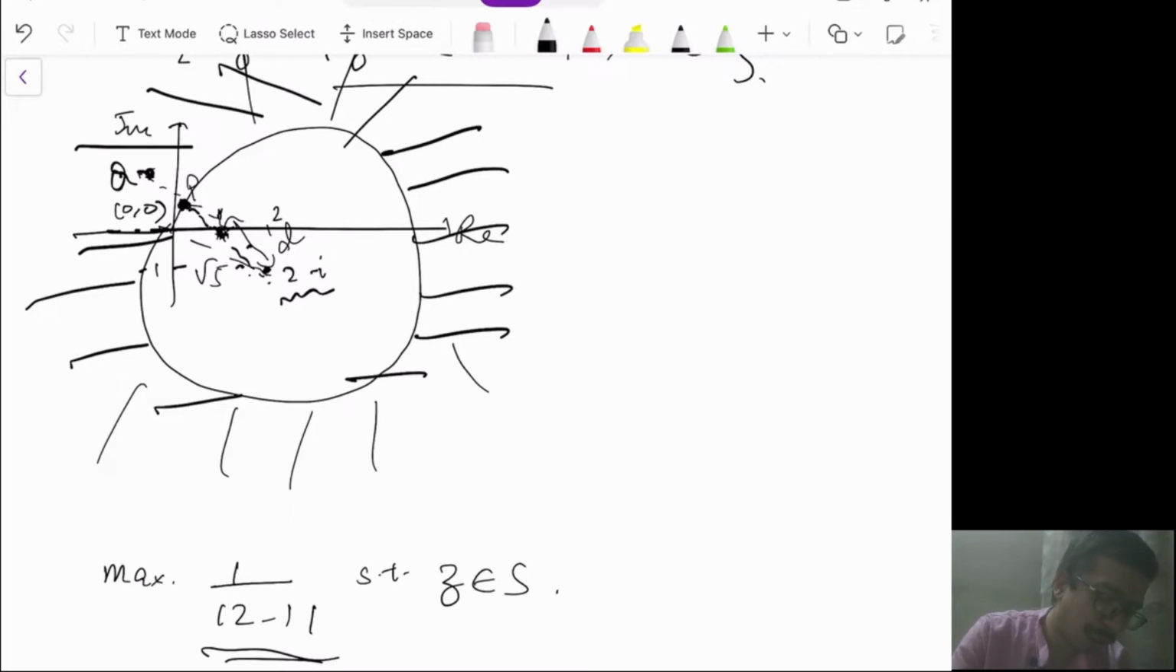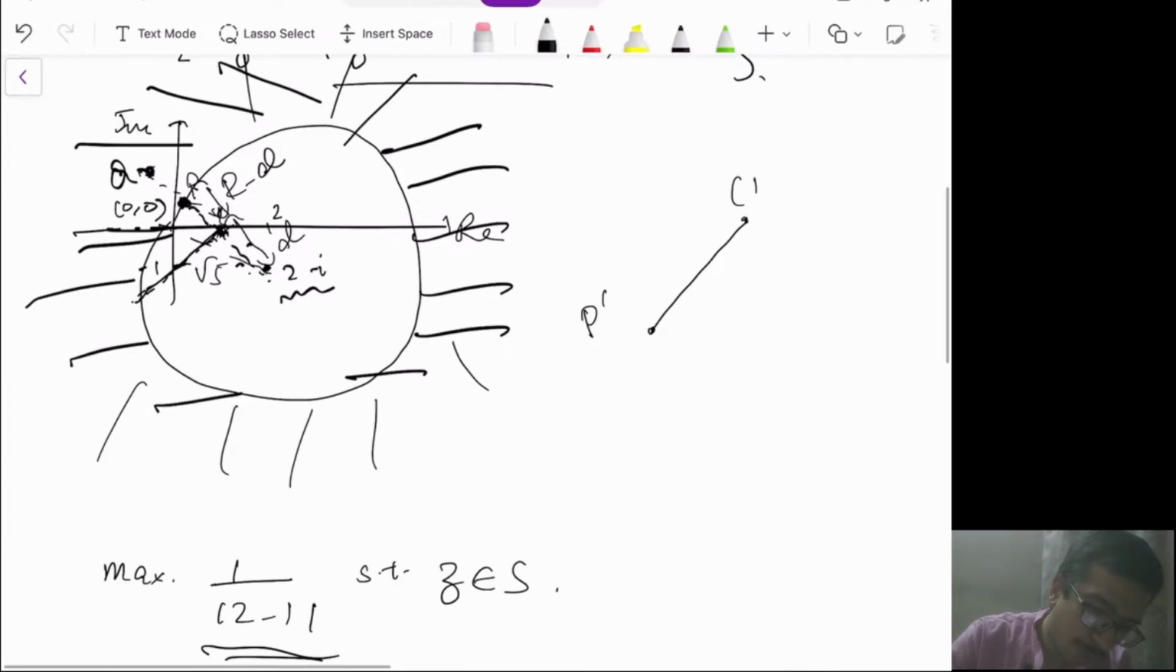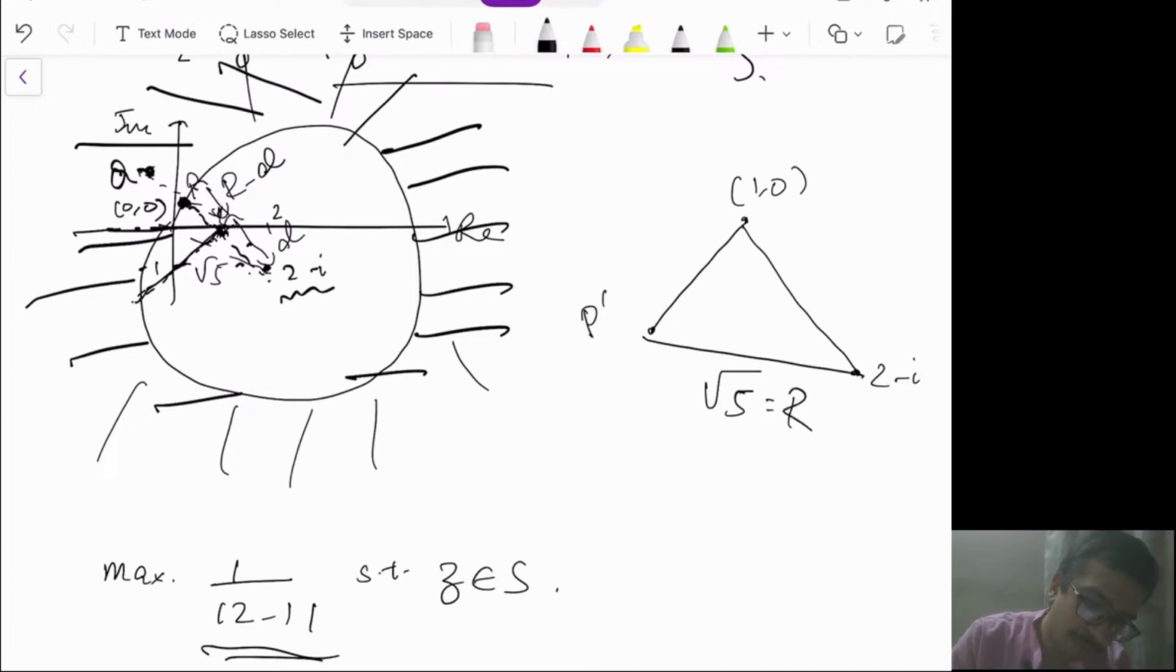So this point, suppose it is p, then this distance is going to be r minus d, where r is the radius of the circle, which is root 5. Now for any other point on the circle, suppose there is some other point p prime on the circle, and I have this point which is 1 comma 0, and this point which is 2 minus iota. Since it lies on the circle, this distance is going to be root 5, which is my radius, and let's say the distance between 1 comma 0 and 2 minus iota is d.